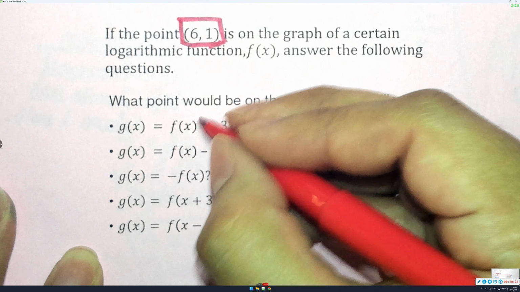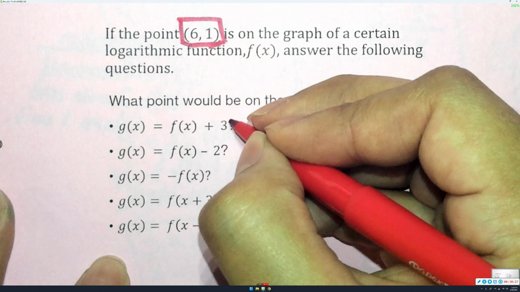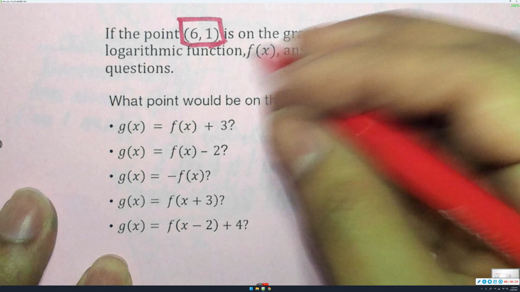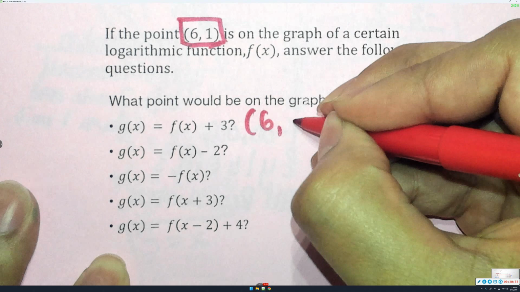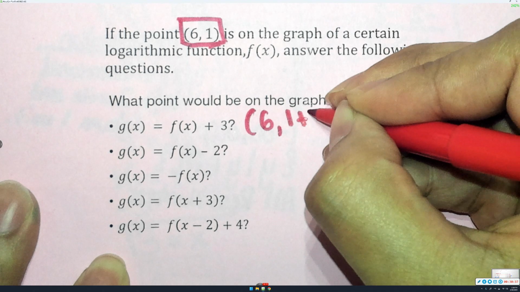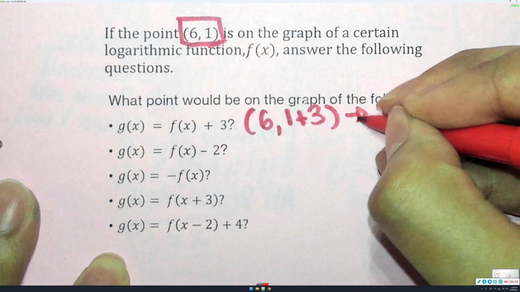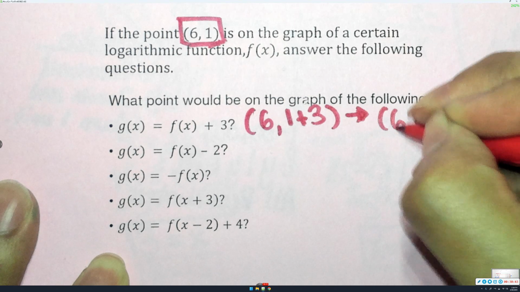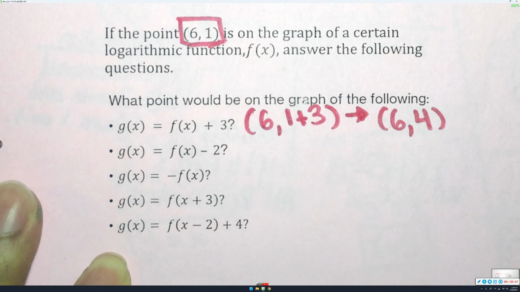Looking at the first one, g of x equals f of x plus 3. This is outside the parentheses, so this is going to be up by 3 units, right? So the 6 remains the same, but the y-coordinate is going to be in addition with the 3, because it's going to go up by 3. So this point will now turn into (6, 4). Write that down, (6, 4).